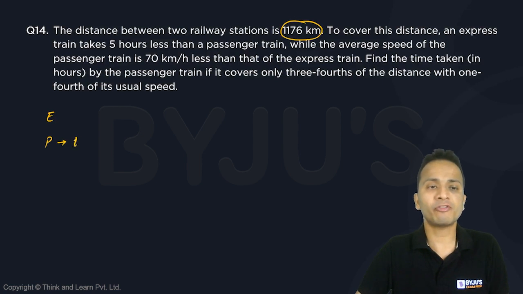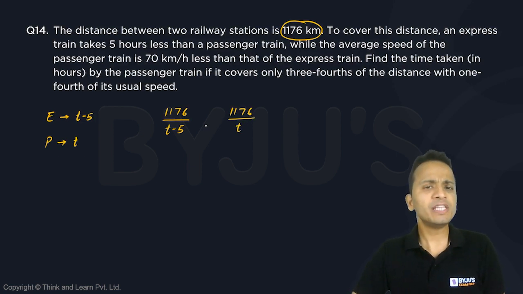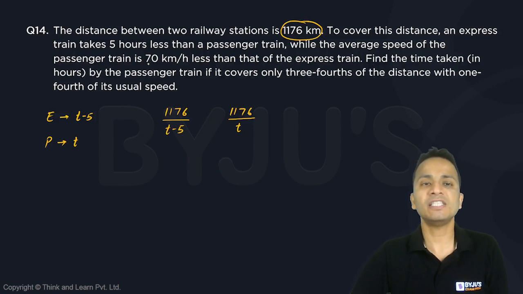So let's say passenger train takes T hours, so express train will take T minus 5 hours. So I can say that the speed of express train will be 1176, the distance, upon the time taken, T minus 5. And the speed of passenger train will be 1176 divided by T. Now the difference between these two speeds is given as 70 km per hour. So I'll make the equation, and this is equal to 70.